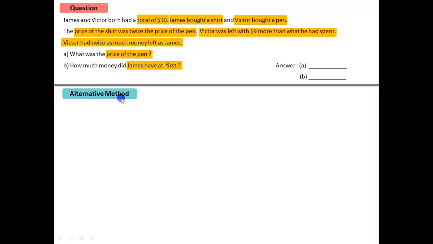Let's do this question using an alternative method. We will be using algebra here. We know that James had bought a shirt and Victor had bought a pen. Let's assume that the price of the pen is X dollars.